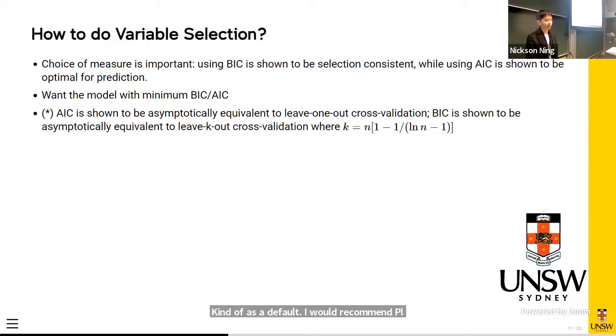AIC tends to choose more variables than BIC. Well, it always chooses more variables than BIC, more or equal to anyway. But it can sometimes choose variables that aren't actually important, even when you have a very large sample size.